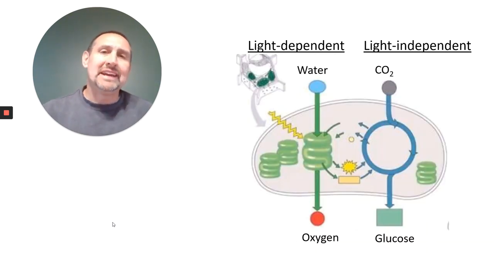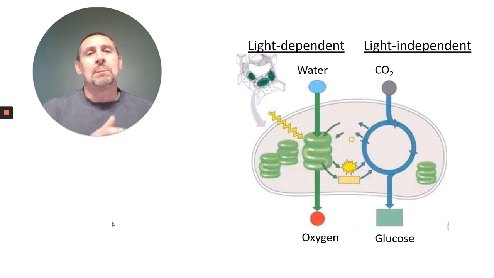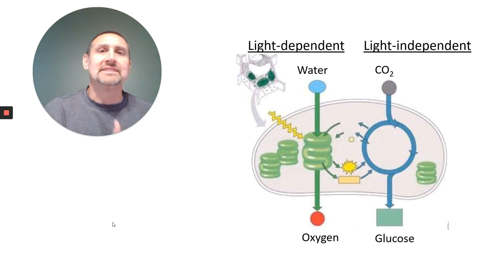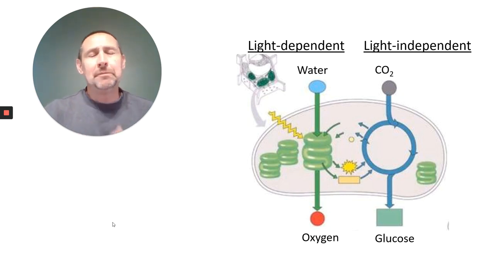Once the plant gets those raw materials, what happens? Well, it's a pretty complex series of chemical reactions, but basically there are some chemical reactions that require light, so those are called the light-dependent reactions. There are some chemical reactions that do not require light, so they're called the light-independent reactions. The light-dependent reactions basically take a water molecule and split it into hydrogens and oxygen. That's where we get the oxygen.